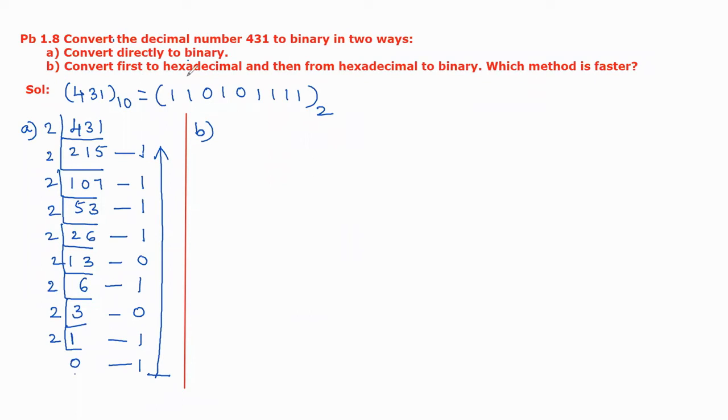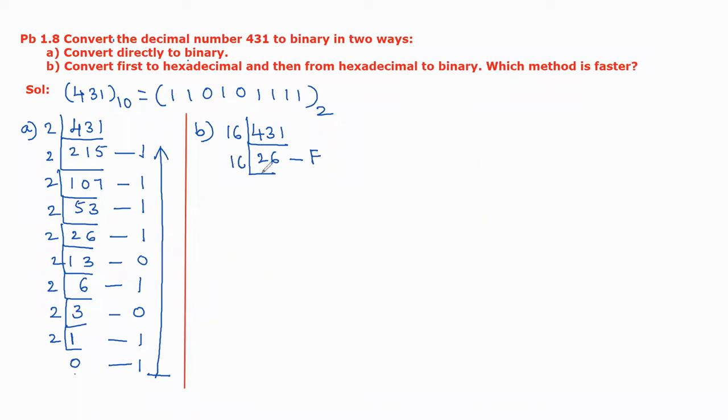In the second part, first we should convert the given decimal into hexadecimal. To convert a decimal into hexadecimal, let us divide the given number with 16. Now 16 is the radix or base of a hexadecimal number. Now 16 divides 431 in 26 times, then the remainder is 15. 15 equivalent hexadecimal digit is F.